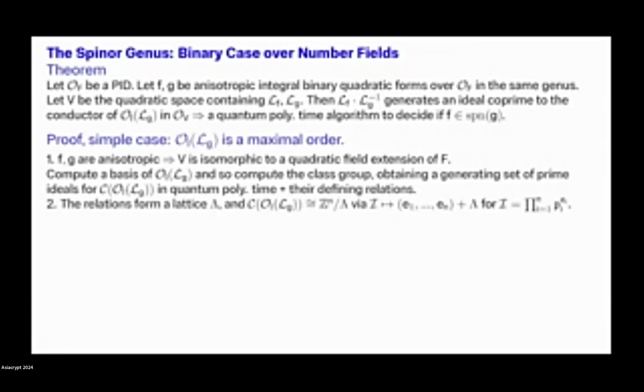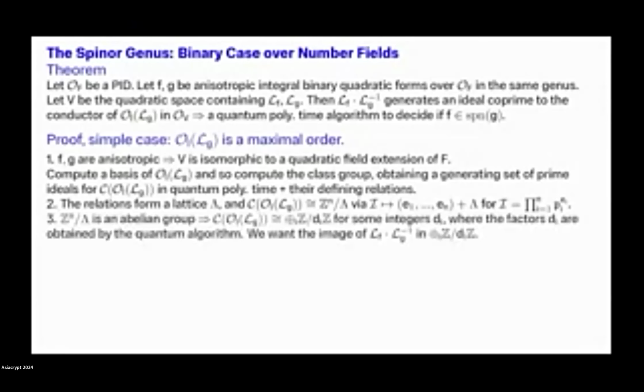These relations form a lattice Λ, and the class group of the left order of L_G is isomorphic to Z^n modulo this relation. The way that this isomorphism works is that we take some ideal in the class group, we factor it uniquely into a product of prime ideals with some exponents e_i, and we map I to its tuple of exponents e_1 up to e_n, and then mod out by the relations Λ.